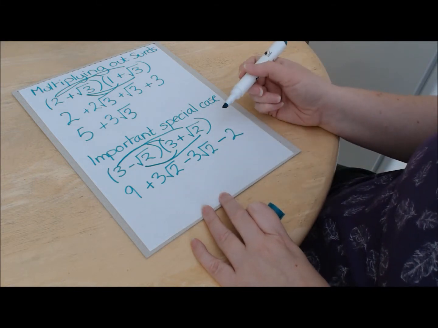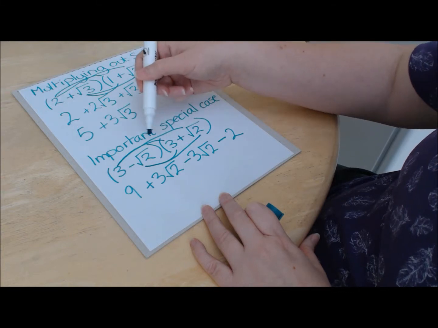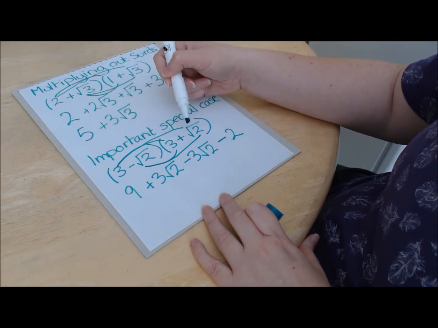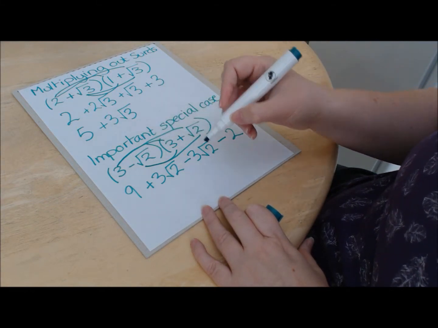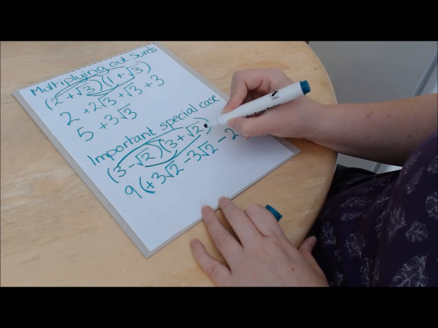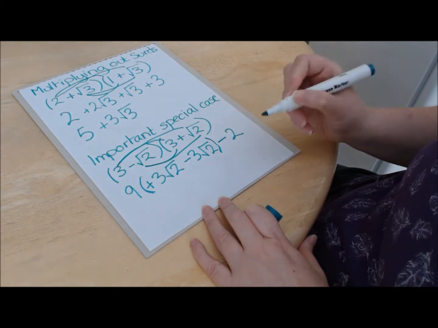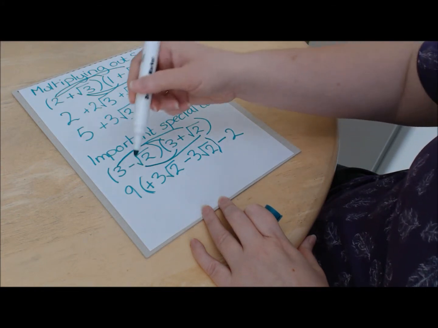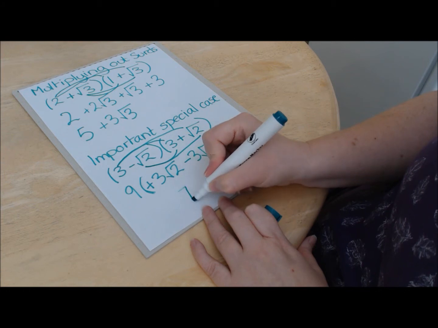So the difference of two squares, we can spot it because both brackets are identical apart from the sign in the middle. That's the clue that we've got this. So to finish this off, as I say, these two bits here in the middle, plus 3 root 2 minus 3 root 2, they're just going to cancel each other out. So we're left with just 9 minus 2, which is 7.